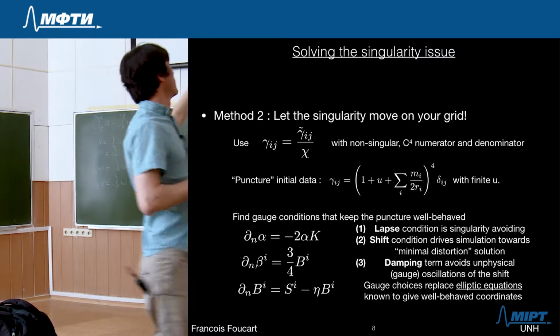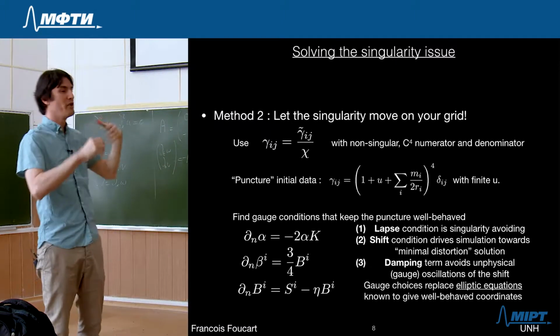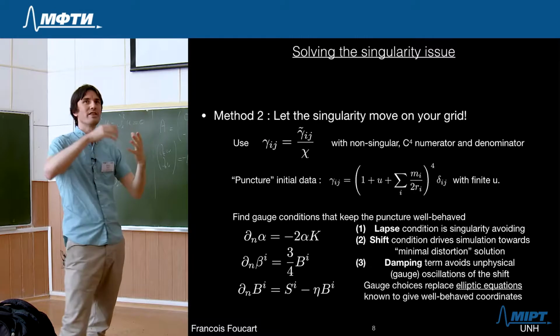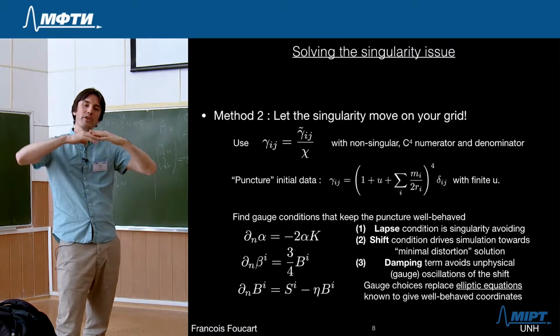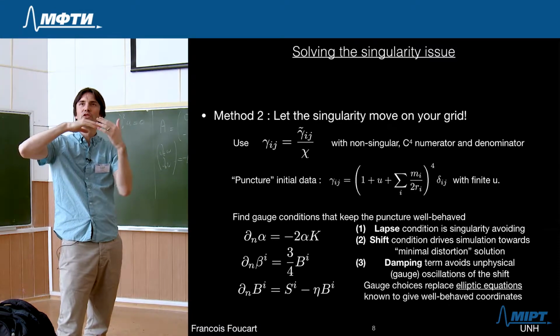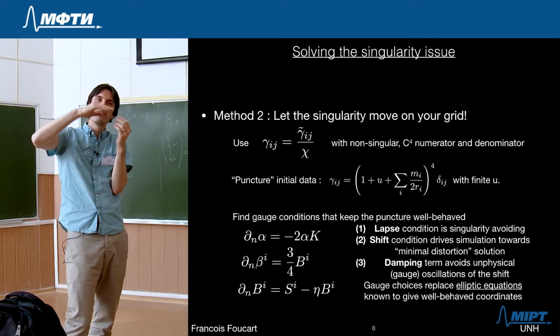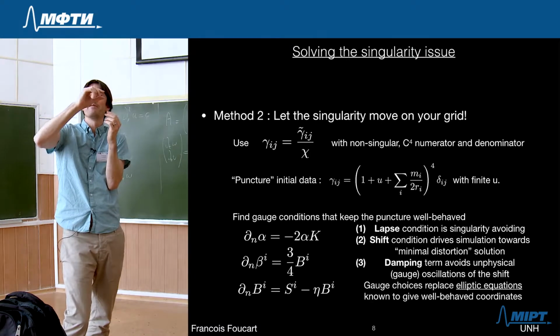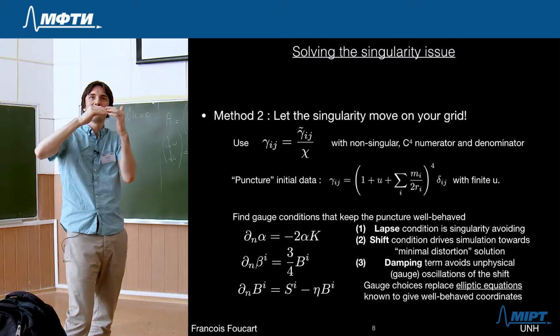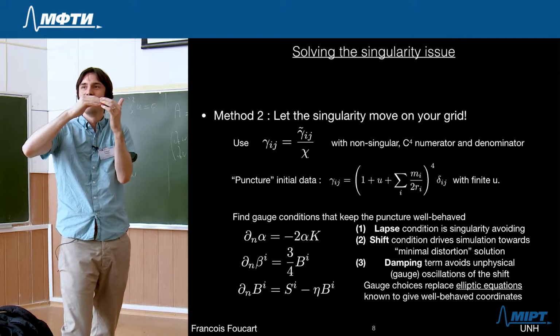And those are the ones shown here. The actual form doesn't matter much, but the lapse condition, the one on alpha, is something that makes sure that as you get close to a singularity, your evolution slows down. And you stop taking big time steps. You take smaller and smaller time steps, effectively. And so you avoid getting to the singularity by just stopping to evolve.